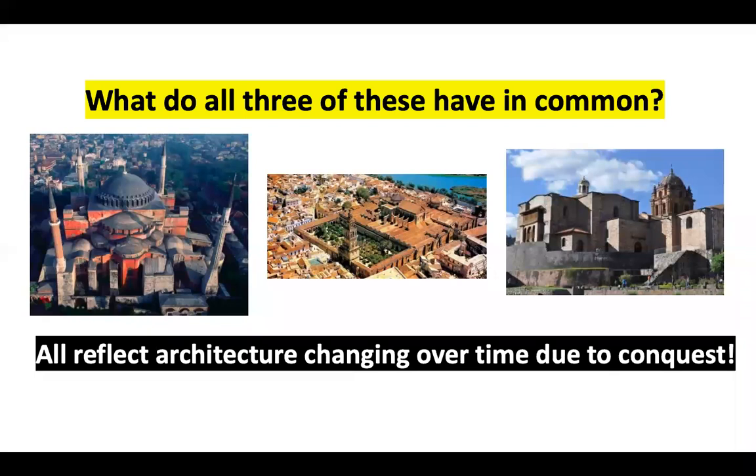So what do all 3 of these have in common? You've got Hagia Sophia, and then you've got what we just looked at, the Great Mosque of Cordoba, and then you have Coricancha in Cuzco. So these, I put it on there, these all reflect architecture that is changing over time due to conquest. So Hagia Sophia was a church that was changed into a mosque and is now a museum. And then Cuzco was the most important temple in the Inca Empire that was transformed into a church, Church of Santo Domingo. So that's architecture reflecting the time of conquest.